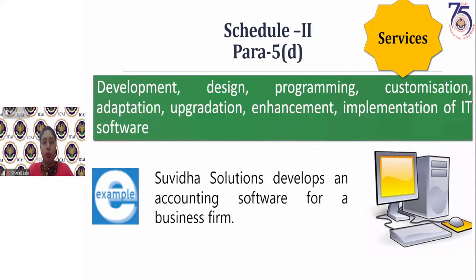An example is, Suvidha Solutions develops an accounting software for a business firm. So this is a customization. We have developed a customized software for a particular business firm as per their needs. If we have developed a customized accounting software, then that is a supply of service.